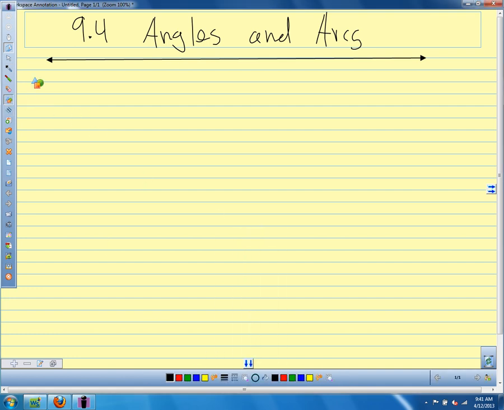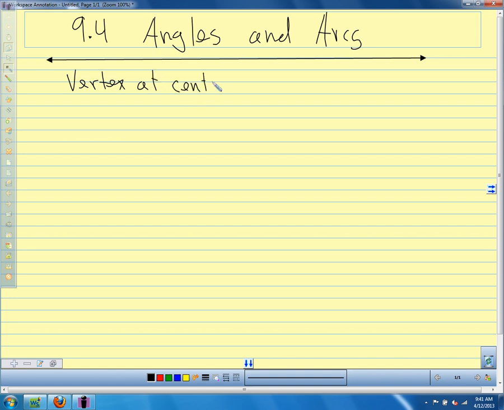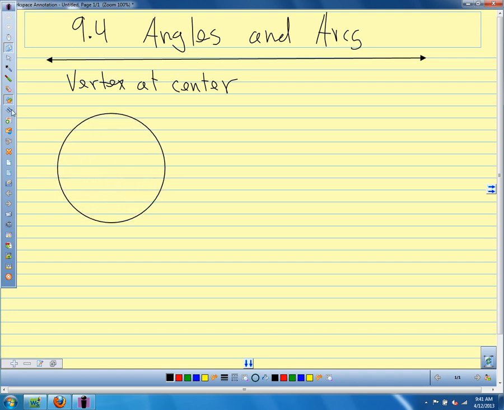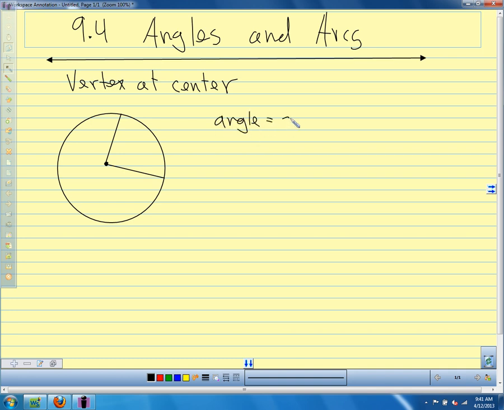So our first one is if our vertex is at the center of our circle. So here's my circle, and here's my angle. This is what we call the central angle. And a rule for the angle and the arc when our vertex was at the center was the angle equals the arc. The measure of the angle equals the measure of the arc. We're using kind of shorthand here. And if we wanted to write it even shorthand, I would say angle equals arc.